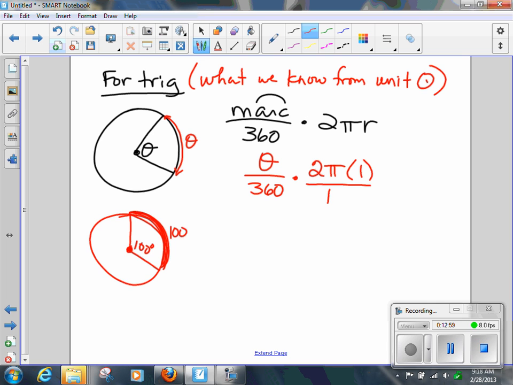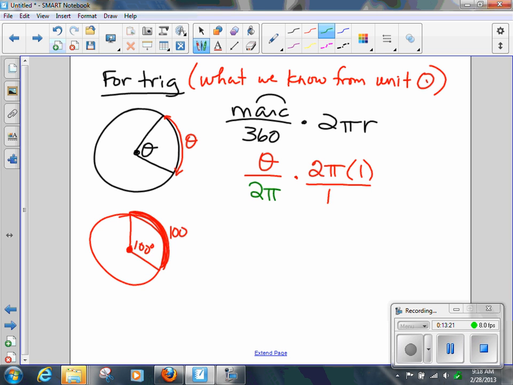What about 2 pi? All the way around, which is 360. So I can substitute not only 1 for the radius, but I can also substitute 2 pi for 360 degrees, can I? Remember, we're gleaning all that information from that unit circle.